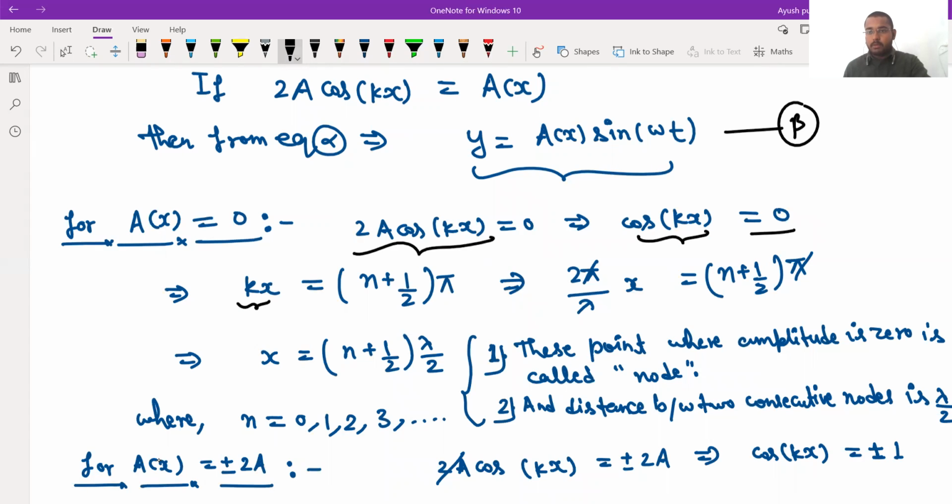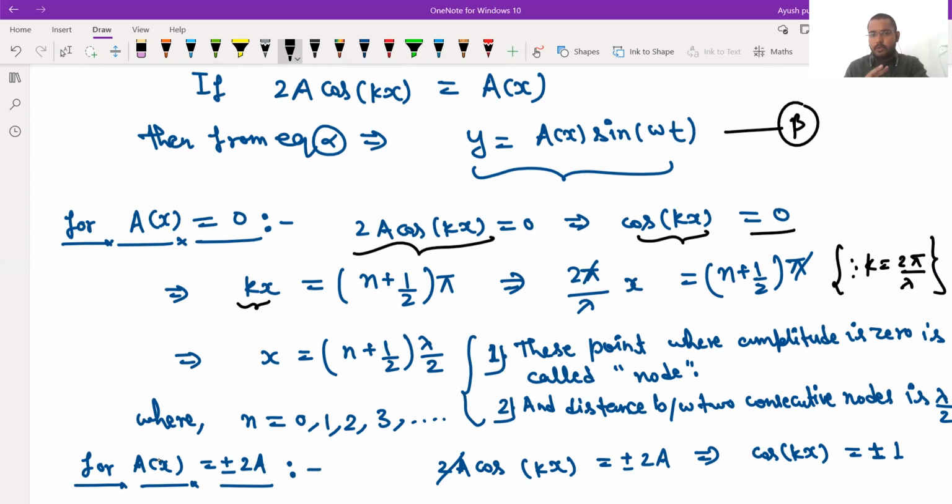Fine. Now I can put the value of k. We very well know the value of k is equal to 2 pi by lambda. So I have put the value of k as 2 pi by lambda, and pi will cancel out. We will be left with x equal to (n plus half) lambda by 2, where n equal to 0, 1, 2, 3, and so on. That means n can be a positive integer.